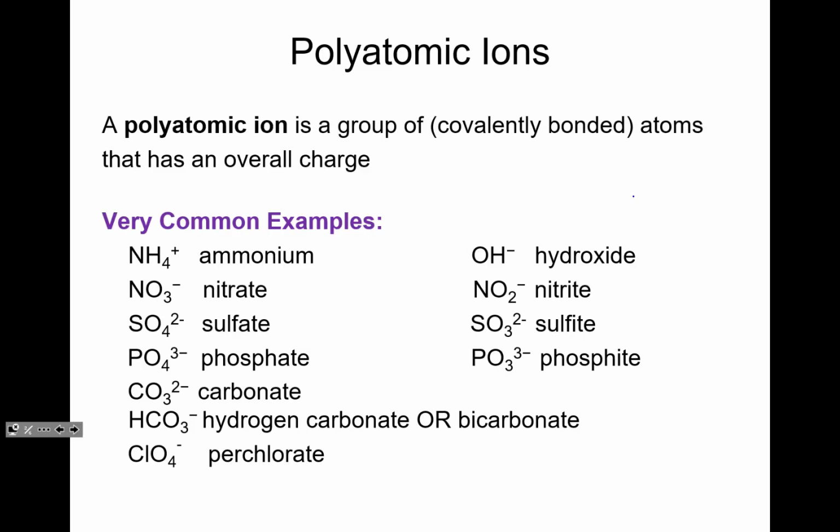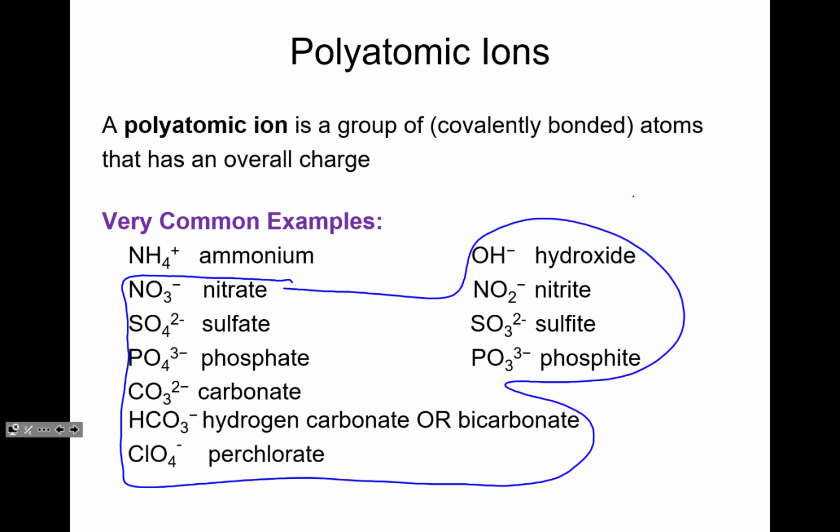Here is a list of very common examples of polyatomic ions. You do not need to memorize these examples, but when you're going through writing names and formulas of ionic compounds that contain polyatomic ions, you're going to want to refer to some sort of list. I do want to point out that all of these have negative charges.